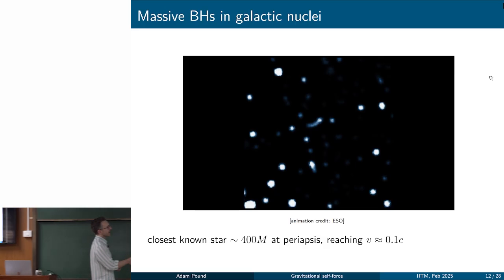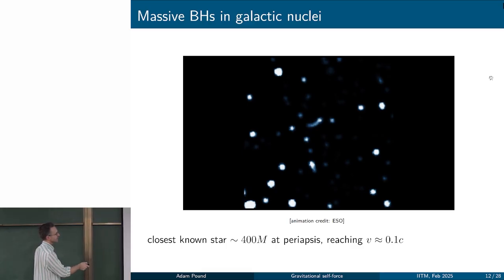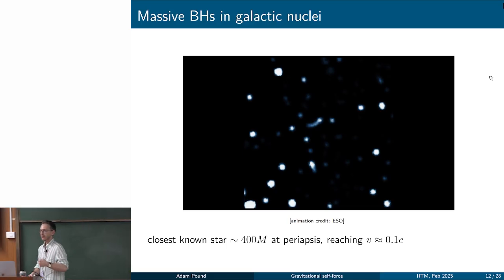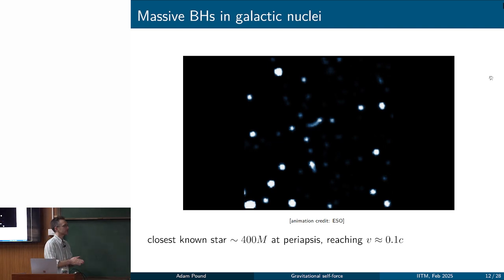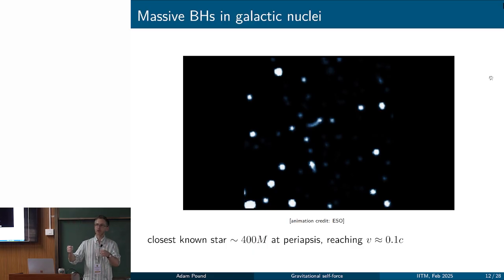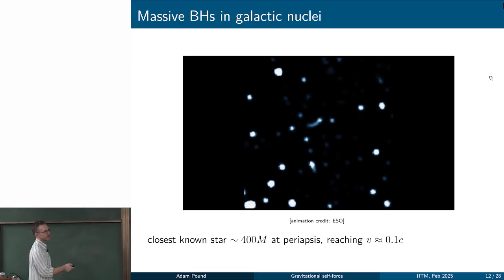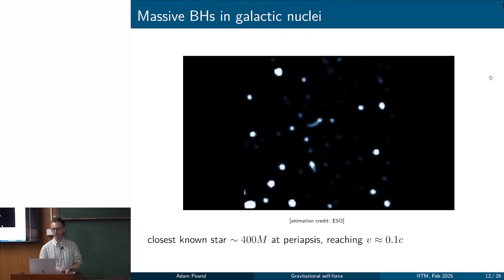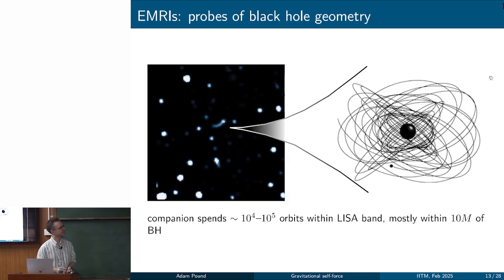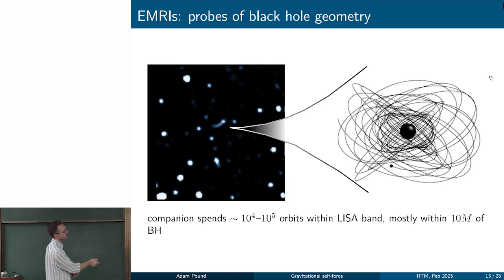So I'm not sure if this particular image is the closest known star, but it's pretty close. The closest known star is around 400 M, and its closest approach to Sagittarius A star, to the big black hole, is within 400 M, M being the mass of the big black hole. Whereas I just said EMRIs will have thousands, tens of thousands of cycles, hundreds of thousands maybe, from 10 M to merger. So on the scale of this image, the whole scale of the EMRI is invisible. It's so strong field, so close to the big black hole. So the EMRIs are way in there.